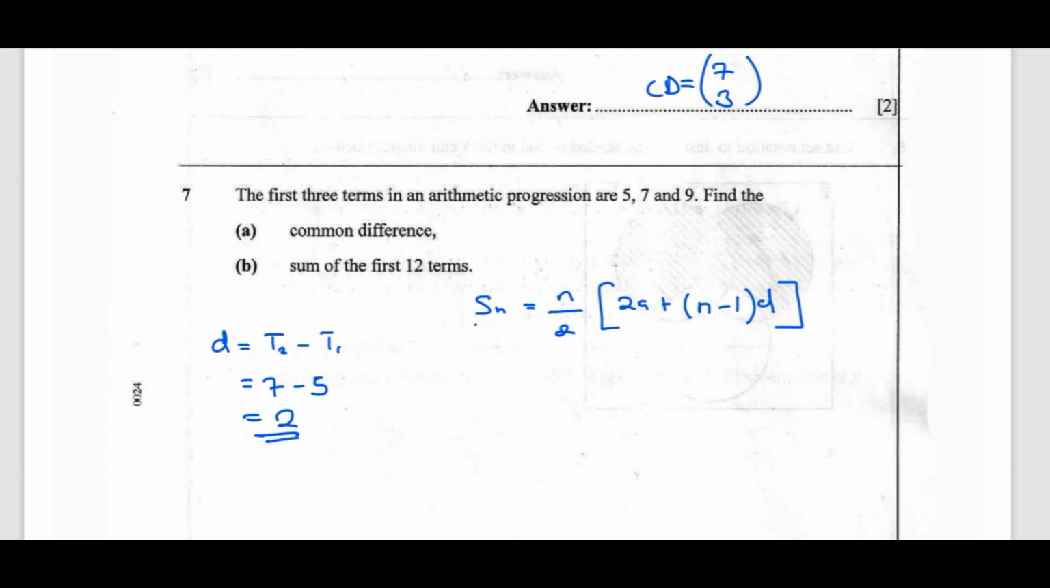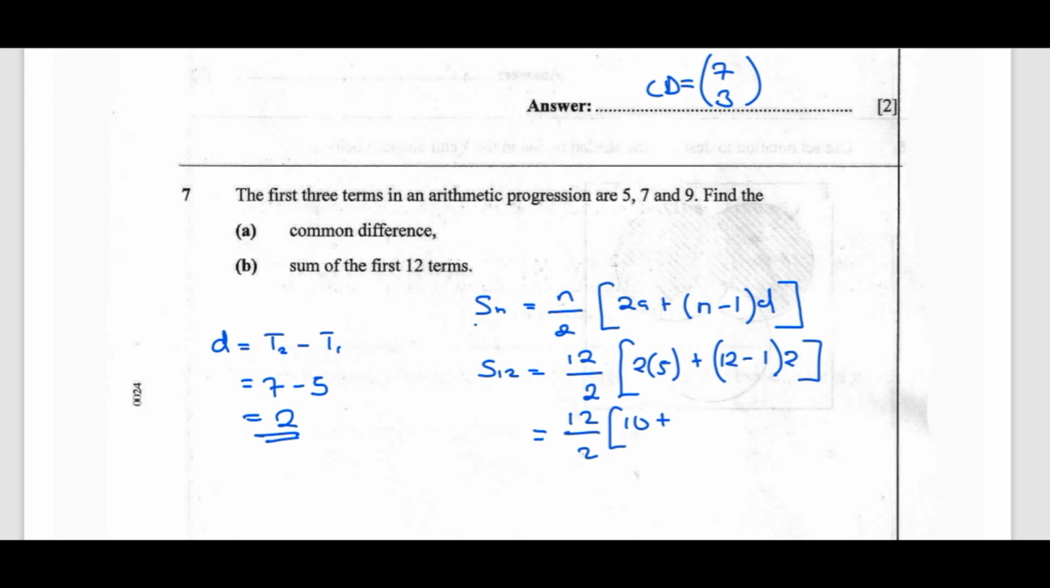And a is the first term, and d is the common difference. So S12 is equal to 12 over 2, then 2 times 5, plus open bracket 12 minus 1 close, and then d, which is the difference we calculated earlier, 2. So we can solve this now. Two times 5 is 10, plus 12 minus 1 which is 11, so 11 times 2 is 22.